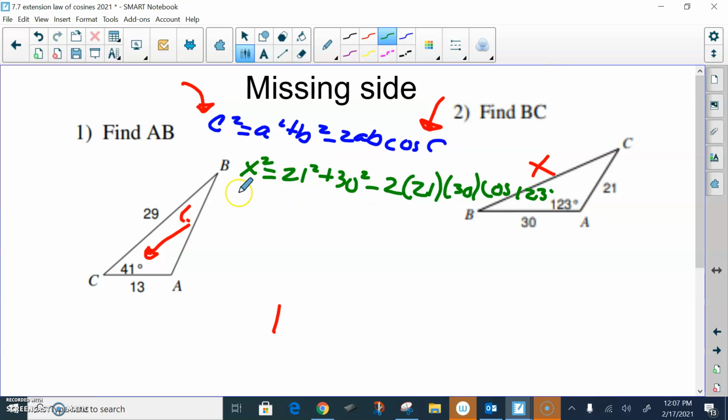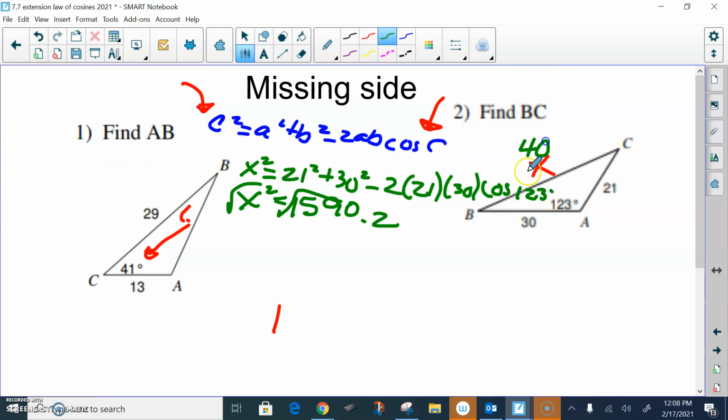All right, again, we're just going to punch that in our calculator just the way we see it. 21 squared plus 30 squared minus 2 times 21 times 30 times cosine of 123. And it tells me it is 1,590.2. And then we're going to go ahead and square root both sides. And we see our missing side is about 40 units long.